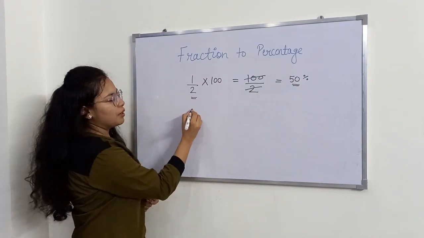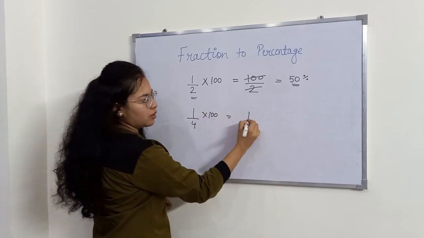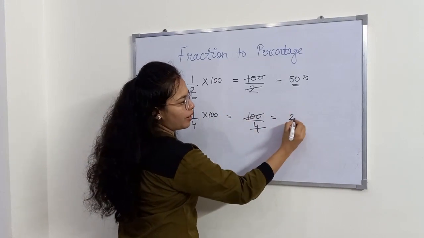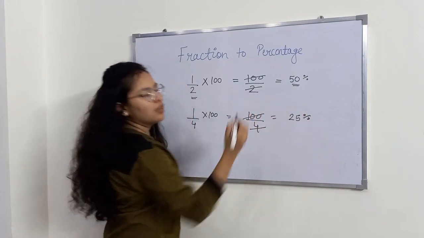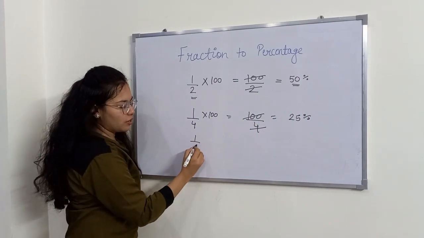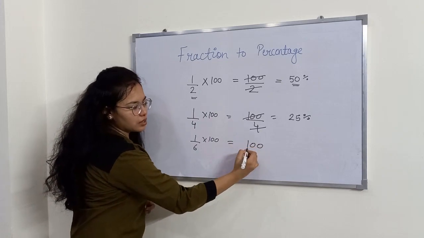Now comes another number. Suppose 1 by 4 into 100. That is 100 by 4. That is simplified to 25%. Let's take some more examples of that. Suppose they give you 1 by 6 of 100. These values come in decimal.